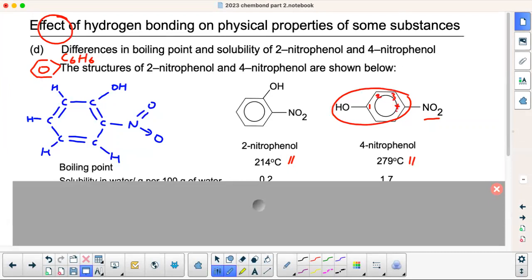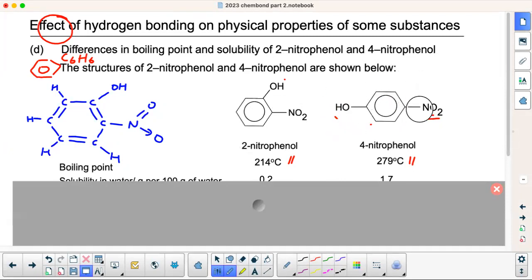So it's called 4-nitrophenol. This carbon 1, carbon 2, and this phenol, right? So it's called 2-nitrophenol. Okay, so just to give you an idea how we name it. Okay, so anyway, the question is this.